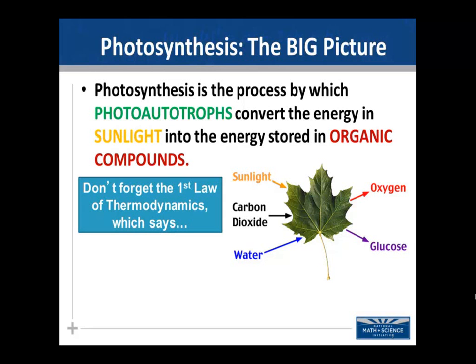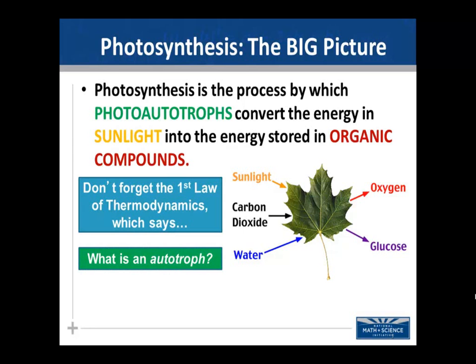As we look at our reactants, which are the sunlight, the carbon dioxide, and the water, which we see again in this very simple diagram going into the leaf, and we see oxygen and glucose coming out, the sunlight is where the energy is coming into the system. So the sunlight is the input of energy. And that energy in sunlight is converted through the complex steps of photosynthesis into, as shown on the diagram, glucose or organic compounds.